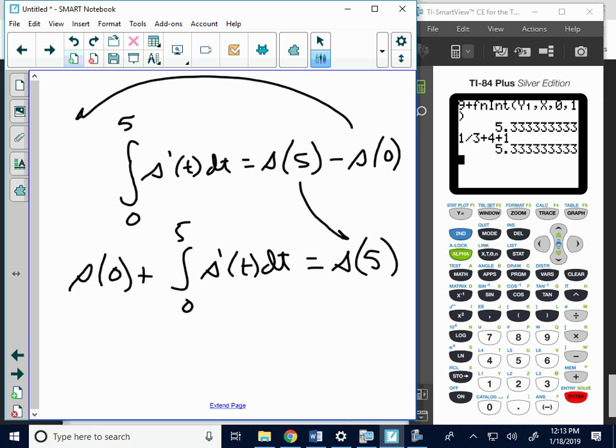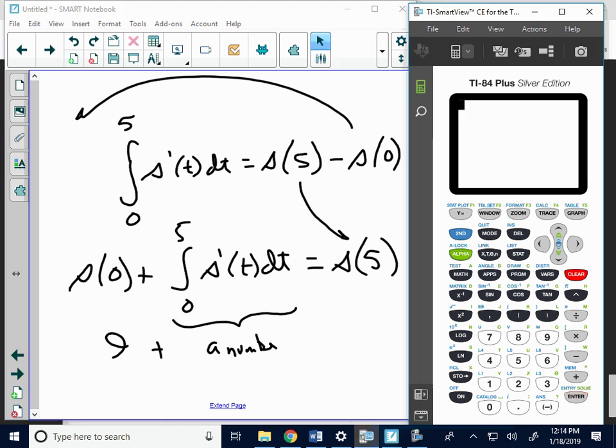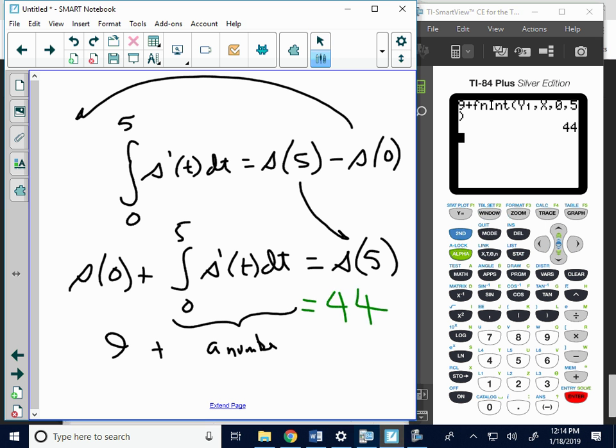S of 0 was given to be 9. 9 plus this integral, well, this is just a number. Let's figure out what the number is. So we're taking 9, we're integrating the velocity from 0 to 5 this time, 0 to 5. So the position is 44. Notice it's a calculator problem. I don't need the antiderivative to do this.